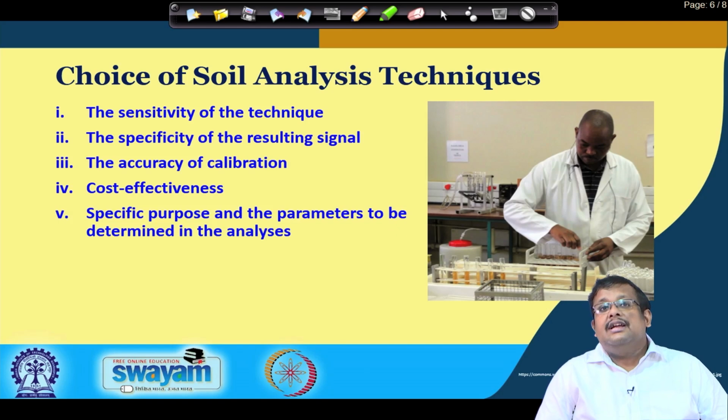Unless you get this particular resulting signal, or the specificity of the resulting signal, you cannot understand any particular pollutant. So, the specificity of the resulting signal is another important issue. The accuracy of the calibration: whatever type of analysis you do, the calibration of the instrument is the most important thing. If the calibration is wrong, then the results are wrong. So, calibration is one of the most important processes of measurement.